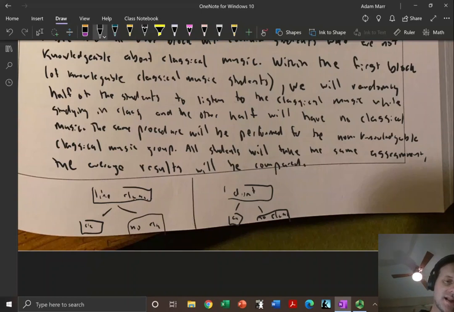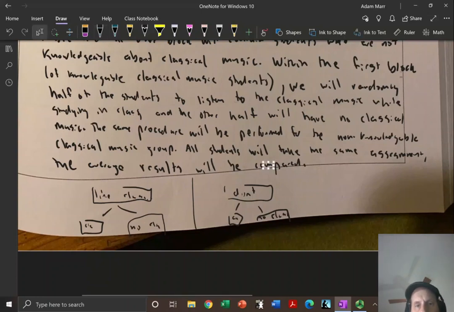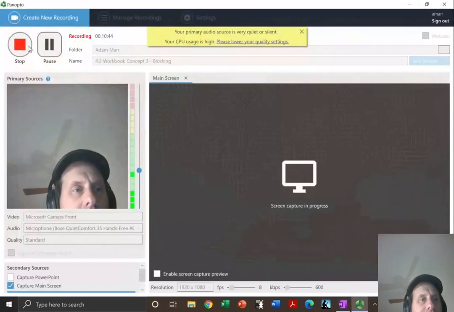This group that likes classical music, they might have a different reaction than people that don't like classical music. Well, we just compare the average scores within each block. Okay, that's what we're doing right there. All right, so the average results will be compared. And that's it. Okay, so that is the second part, and that is an example of blocking right there. Have a good day.